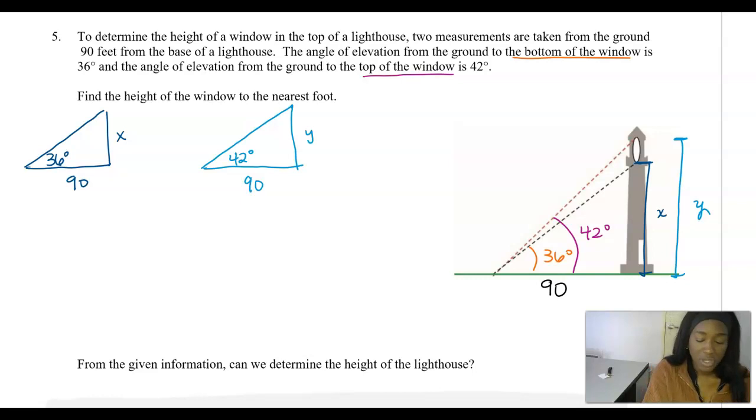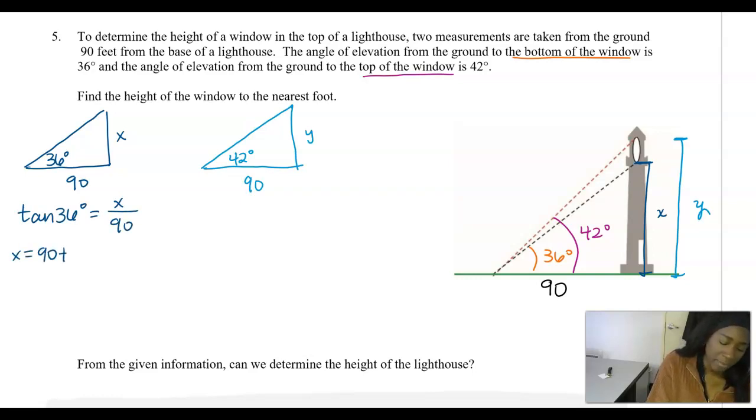So starting with the first triangle, to find x, we're looking for the opposite side of our 36 degrees, and we have the adjacent. So we're again going to use tangent is equal to opposite over adjacent. In order to solve for x, we will need to multiply both sides of this equation by 90. And then I'll approximate 90 tan 36 in my calculator to get about 65.38.